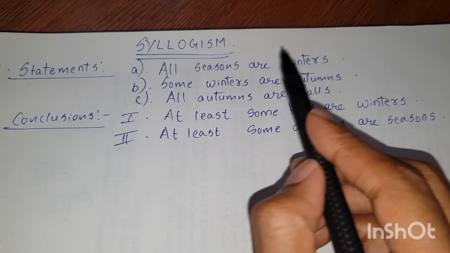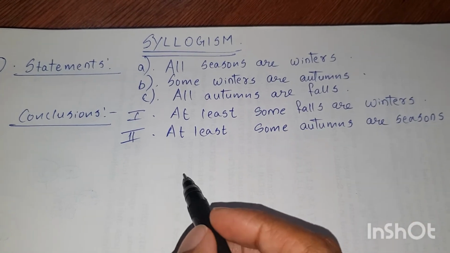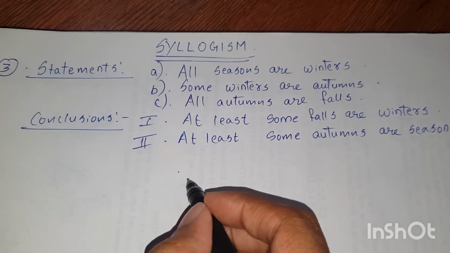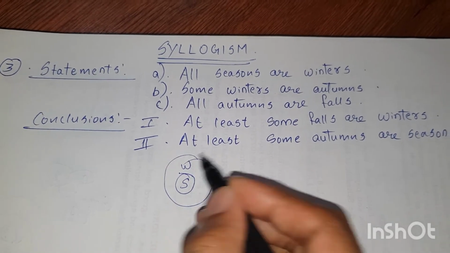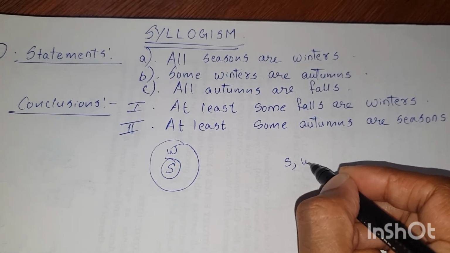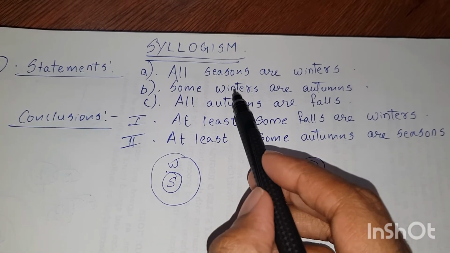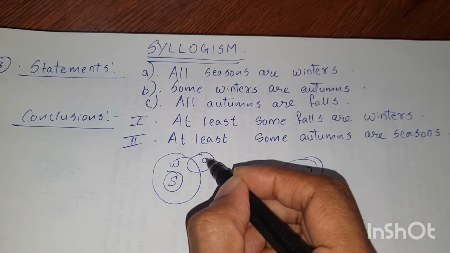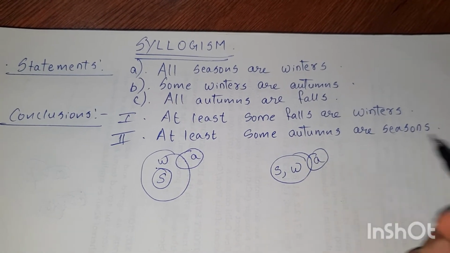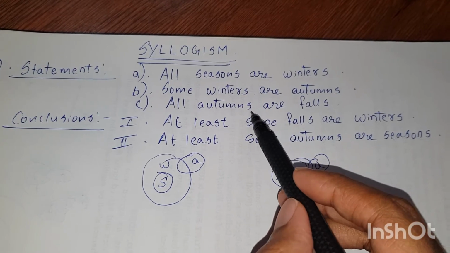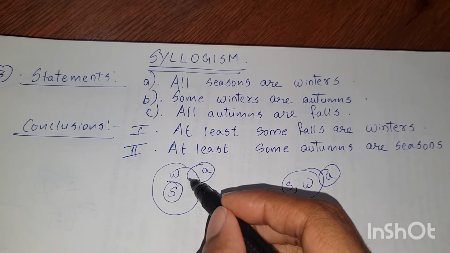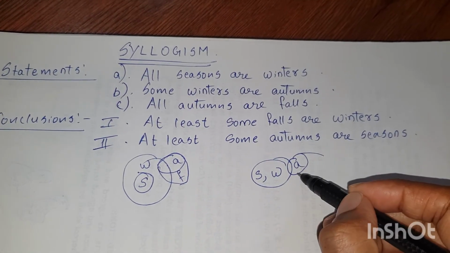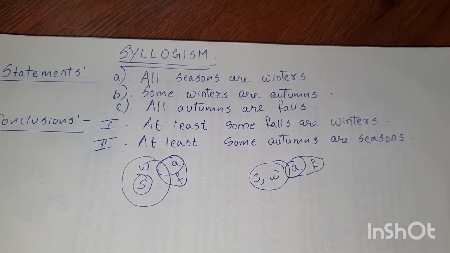So there are two possibilities. All seasons are winters can be represented using a Venn diagram in two ways. First one is like this, and the second possibility is like this. Now the second statement, some winters are autumns. Third statement, all autumns are falls.